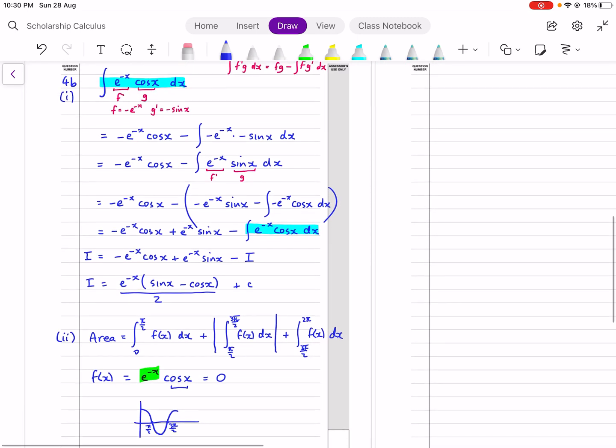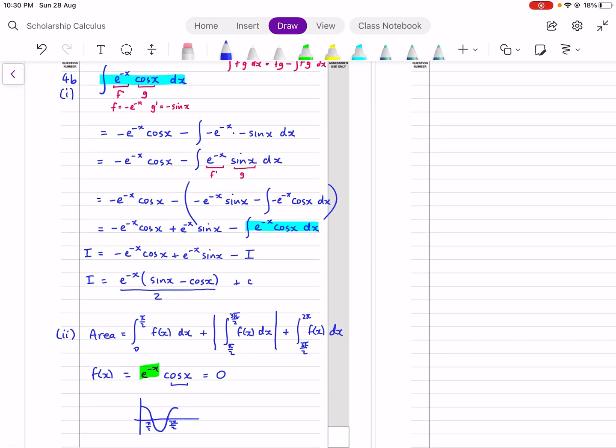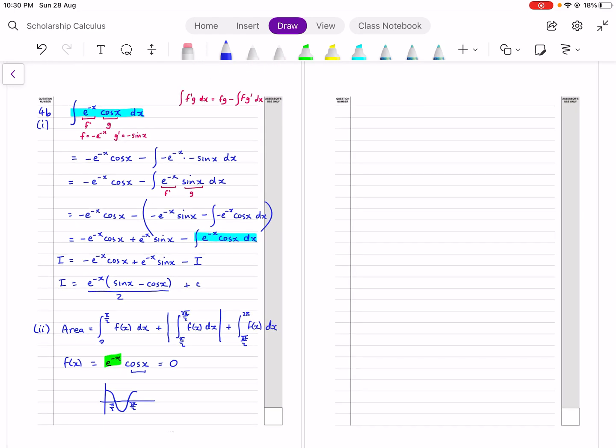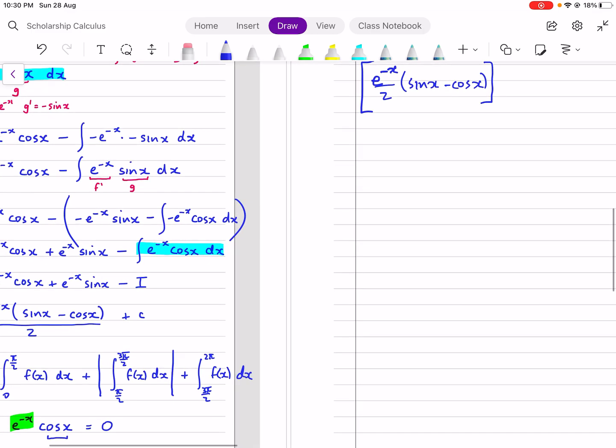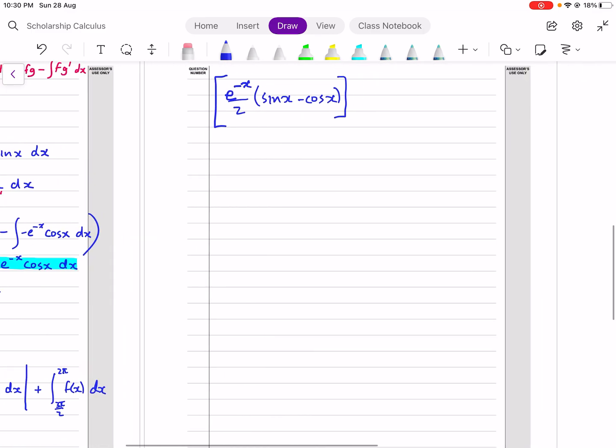Okay, now fortunately we've already found this integral. We don't need a plus c when we're dealing with definite integrals. The c's would just cancel. But what we need to do is evaluate this antiderivative, e to the minus x all over 2, sine x minus cos x, between pi over 2 and 0.